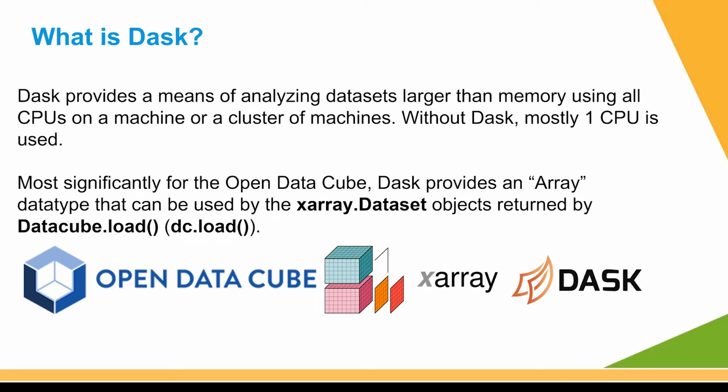Normally, you only get to use one processor on a machine, one CPU. On Digital Earth Africa, though, we have two. So even on the default instances that we use, this can be useful. More significantly for us, Dask provides an array data type that can be used by xarray dataset objects returned by our loads. So we'll get to more of that in a second. We'll mention what that means.